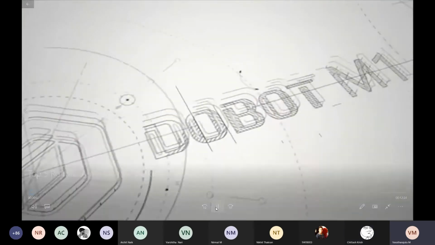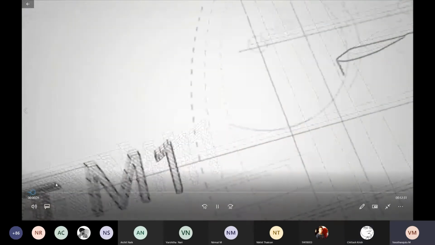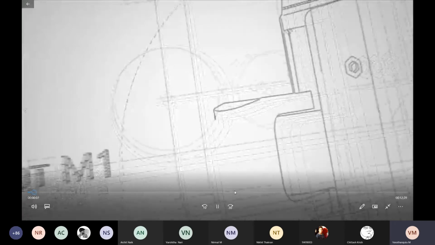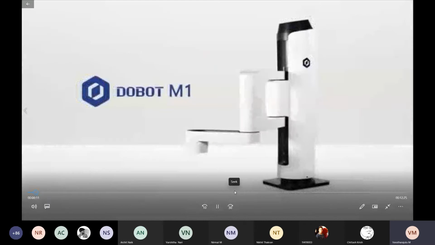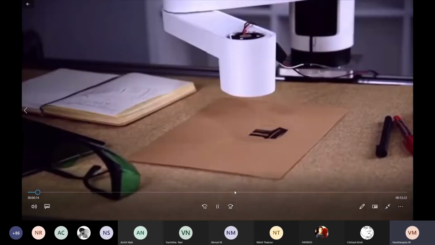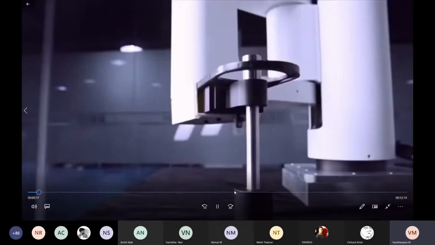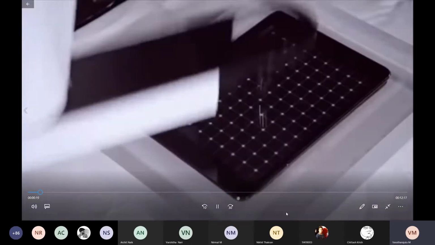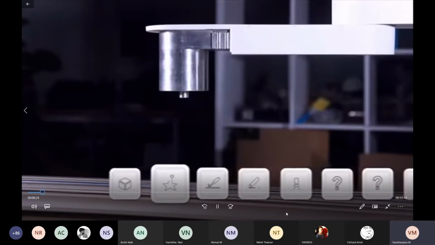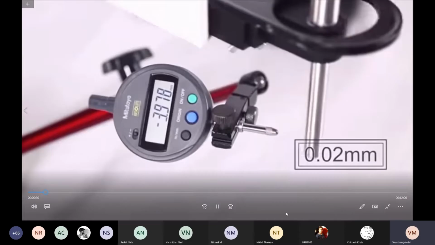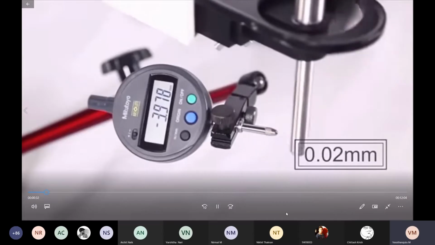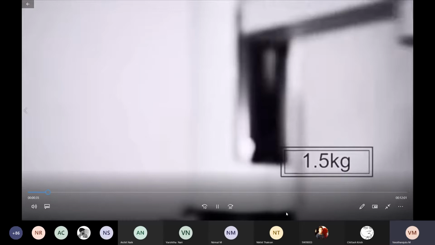See, everyone has great ideas, but sometimes it takes a lot of repetitive work to realize them. This is where DoBot M1 gets in. DoBot M1 is an industrial-level robotic arm production platform. It's precise, fast, and extendable, and also affordable. It can be your 3D printer, laser engraver, soldering machine, or whatever else you build upon it. You can build one. DoBot M1 has 0.02 millimeters repeatability and 1.5 kilogram payload.